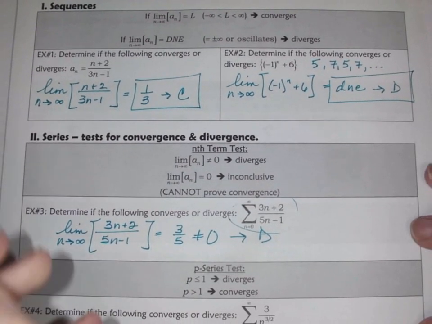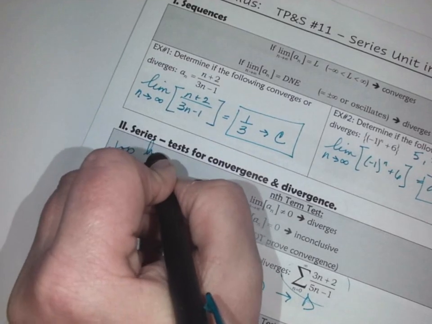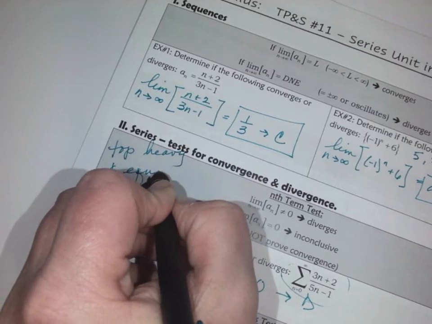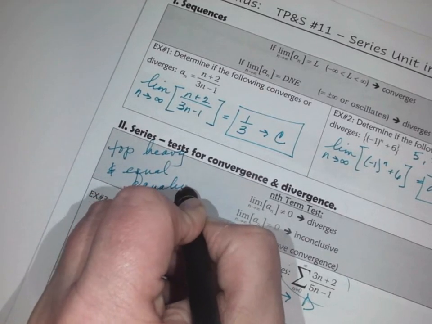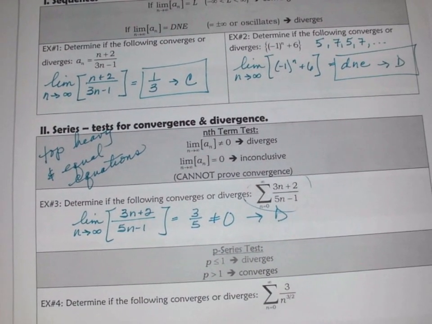All right, so remember we're looking for our top-heavy and equal equations. So if our equation is top-heavy or equal, then we know it diverges by nth term test. If it's bottom-heavy, then we forget about nth term test and we drop it into something else.